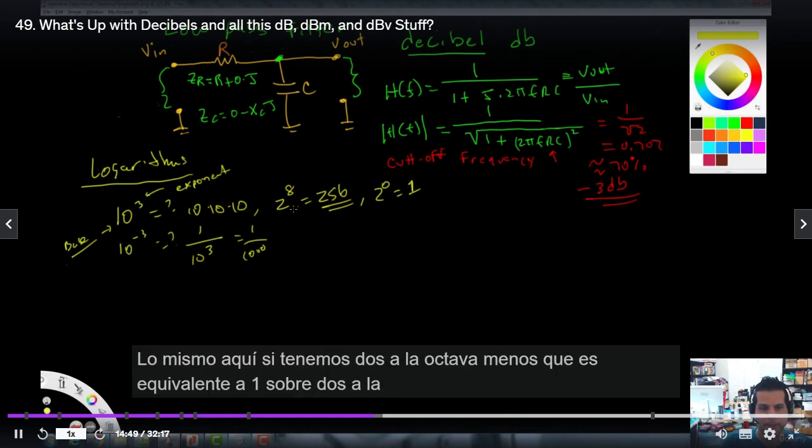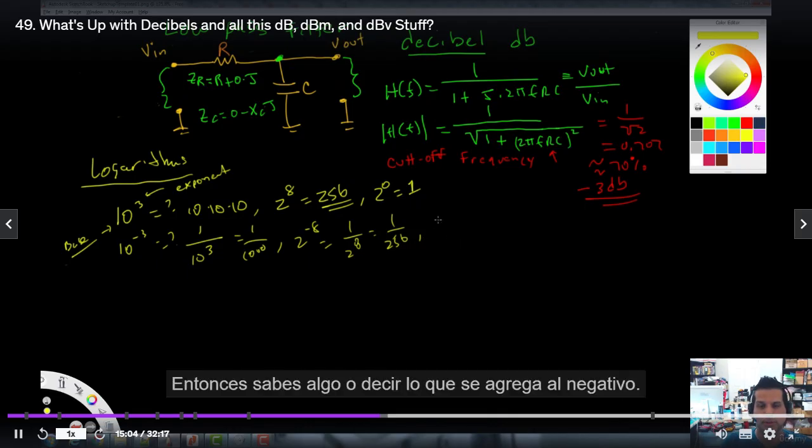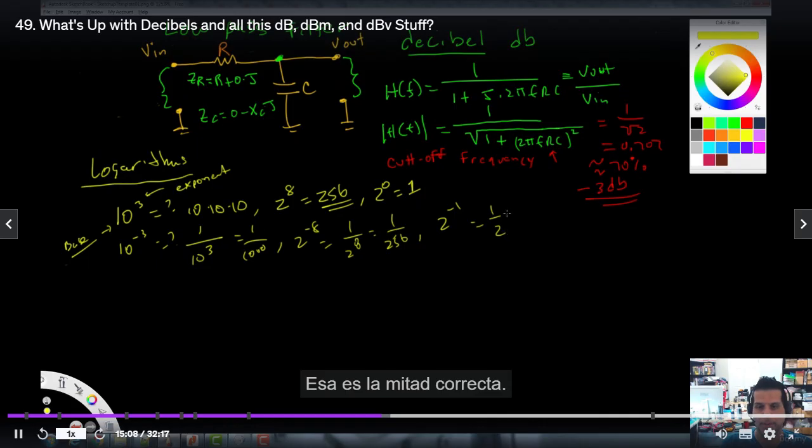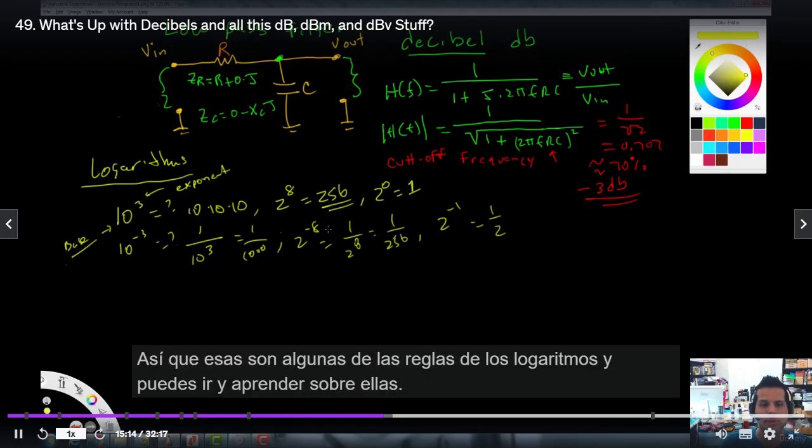Same thing here. If we have 2 to the minus 8th, that's equivalent to 1 over 2 to the 8th, which is equivalent to 1 over 256, which is a fraction that I don't have memorized. If someone were to say, what's 2 to the negative 1, that's 1/2, right? Because it's 1 over 2 to the 1, and 2 to the 1 is 2, which is 1/2. So those are some of the rules of exponents, and you can go and learn about those.